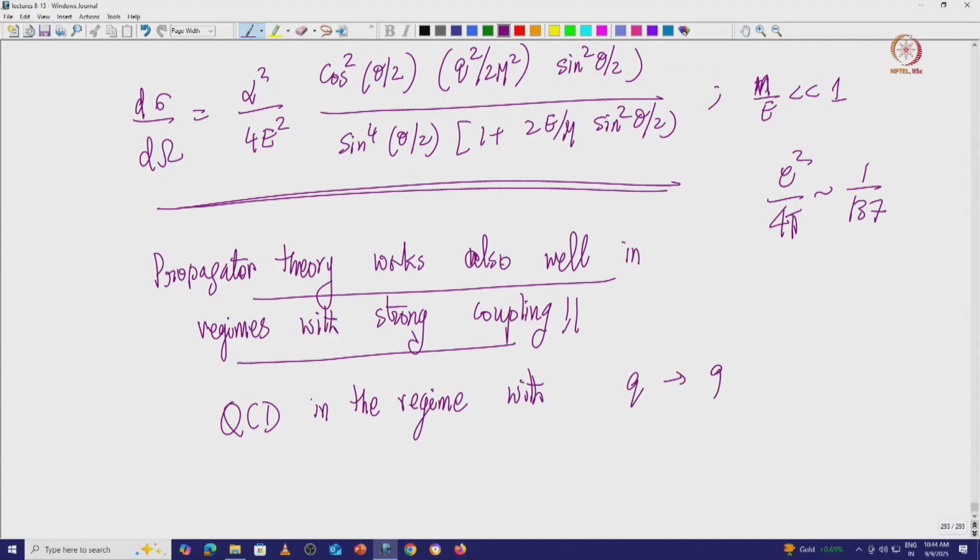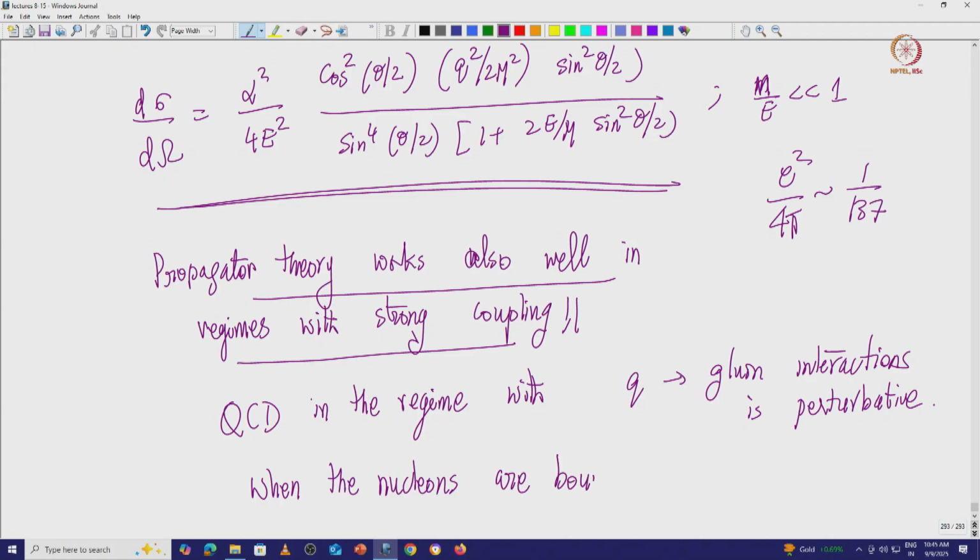quark and gluon interactions are perturbative. Whereas in the lower regime, when the nucleons are bound inside a nucleus, we have a different kind of force, which is the Yukawa force essentially.